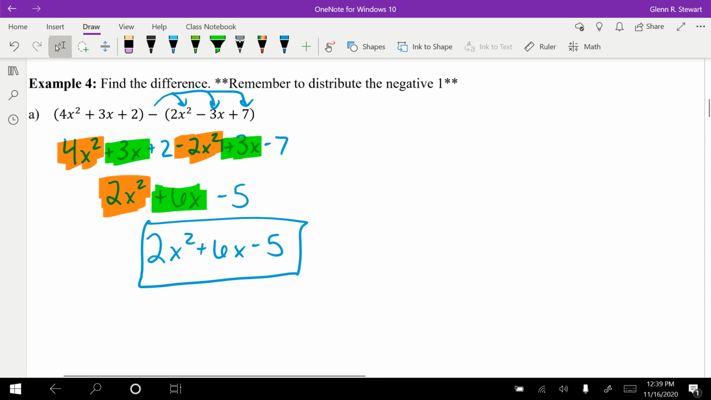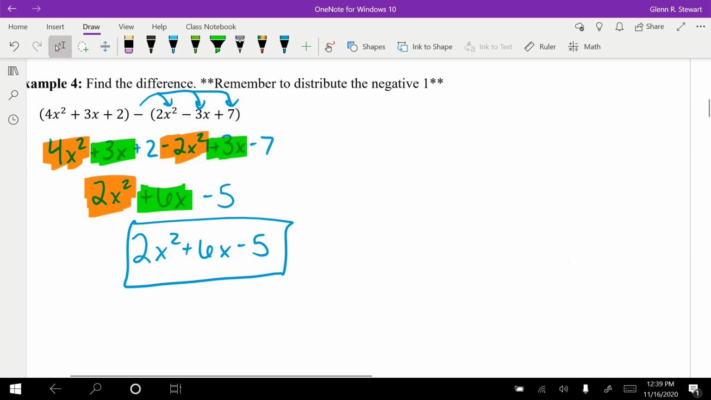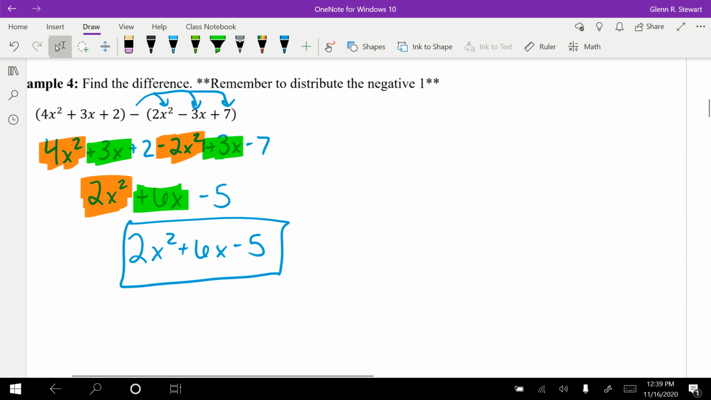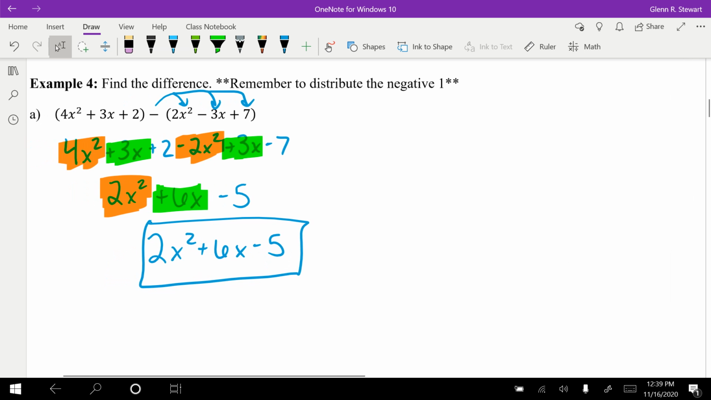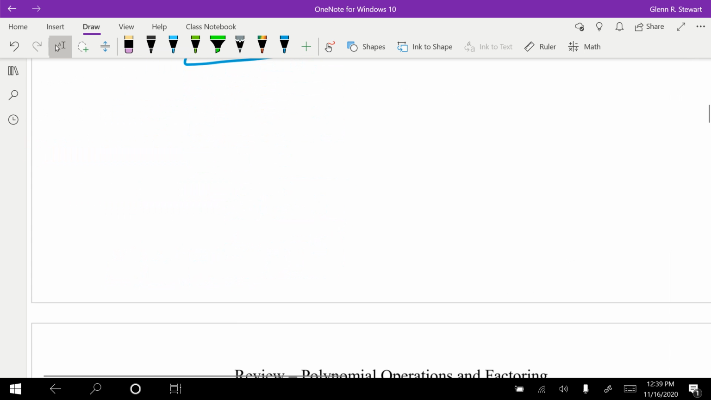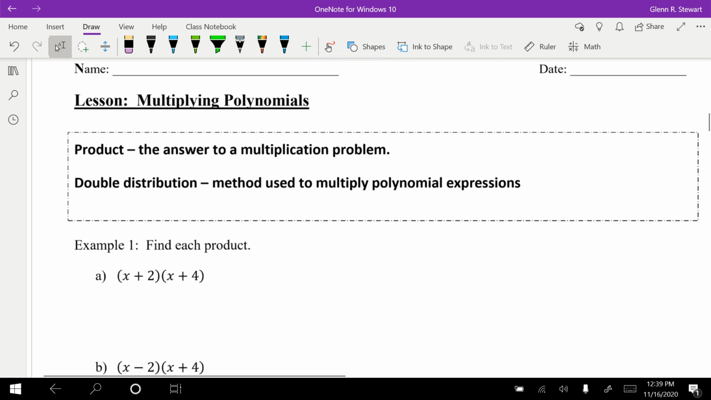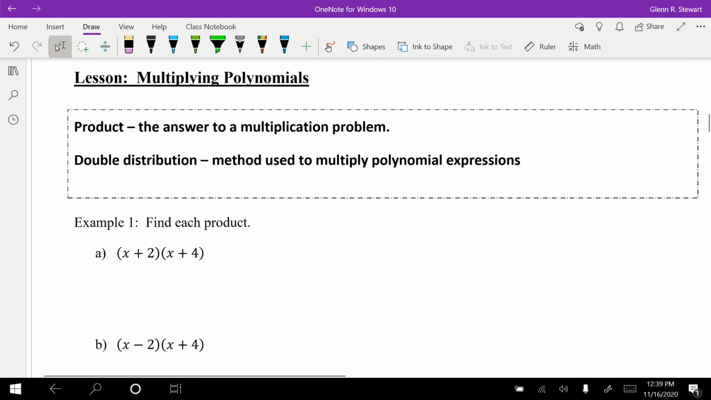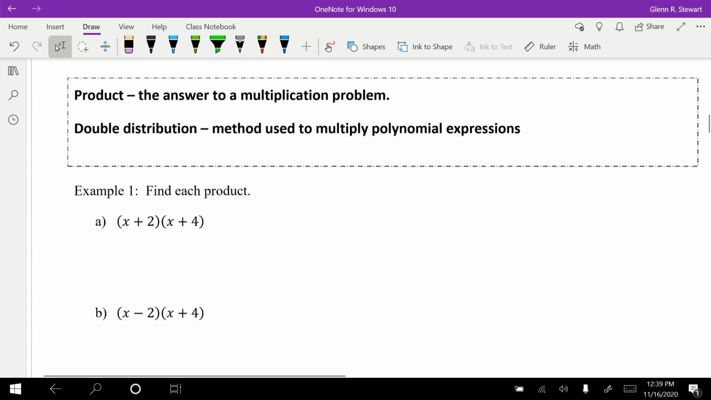Okay. So far, not too bad. Not terrible? Okay. I'm going to mix it up a little bit. We're going to do multiplying. This is something that's going to be completely new to you. This is something that they call either the FOIL method, or I like to call it double distribution. Check this out. Find each product. Product means the answer to a multiplication problem.